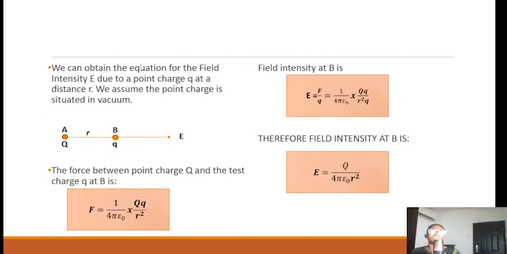So look at it now. We can obtain the equation for the field intensity due to a point charge Q at a distance R. These are two charges, and this is the distance between them. So we want to know the electric field intensity. We assume that the point charge is situated in a vacuum. So the force between point charge Q and the test charge q, this is the test charge, is F equals 1 over 4 pi epsilon naught Qq over R square. So we have E equals F over q. Don't worry, we're going to solve this and get the field intensity. Don't forget that E is equal to F over q. Let's go to our board and explain this.